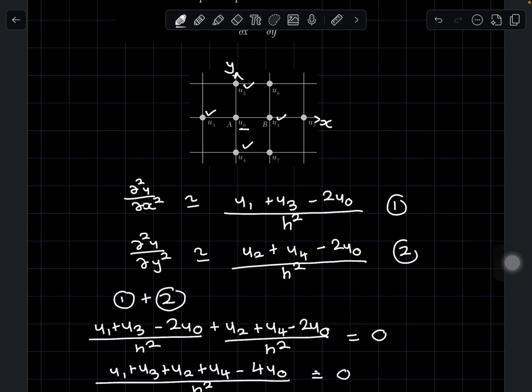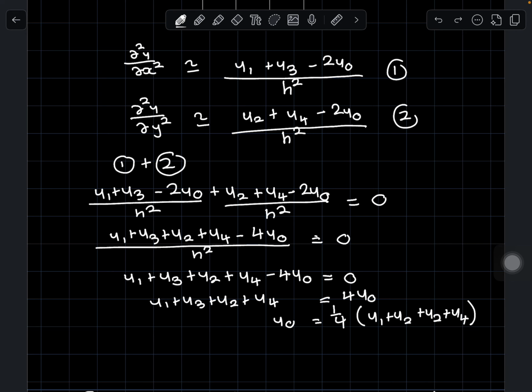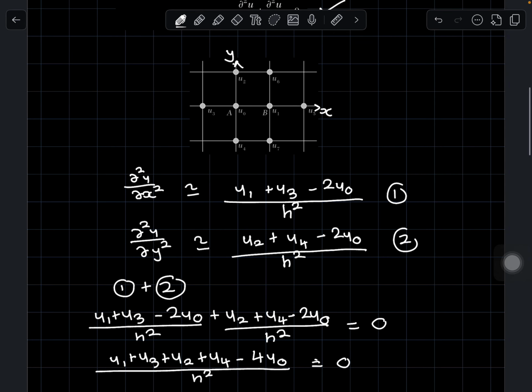Now that we know how to find these mesh points at A, let's try to find at B. So at B, which is u1, u1 is equal to 1/4 of what? Let's go and check. Of u naught plus u5 plus u6 plus u7.